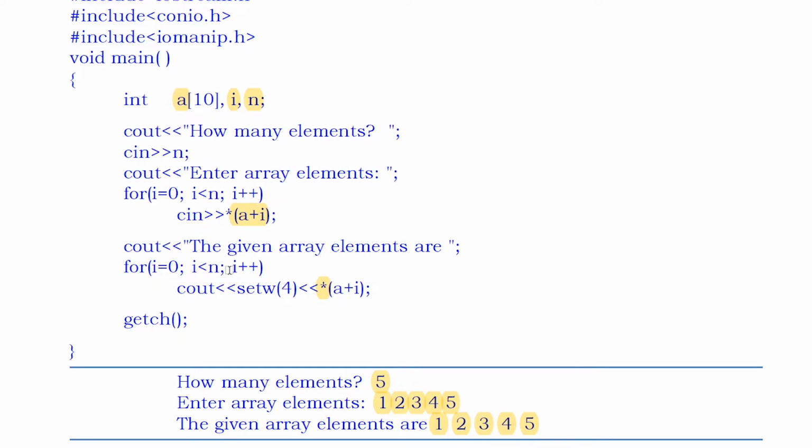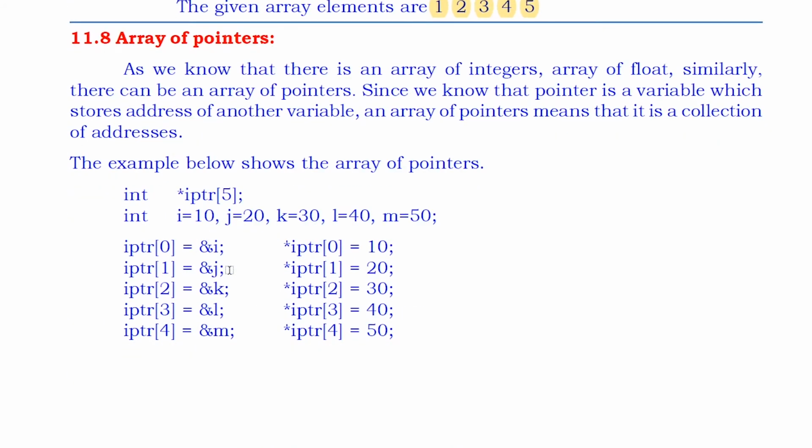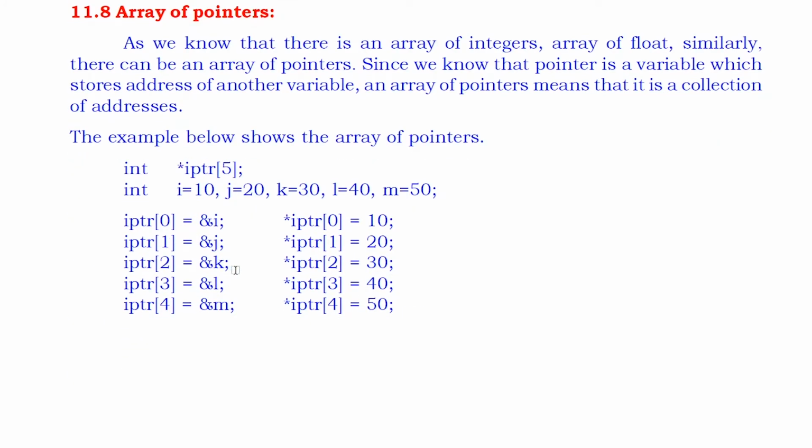Next we learn about array of pointers. So what does array of pointers mean? An array is a collection of elements. There are more than one or two elements. So now we have each element of an array. You can see here I declared iptr, and also I defined star. So now I declared an array which can store addresses of integer variables.